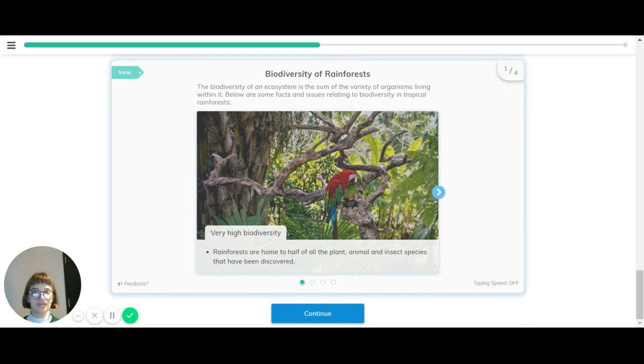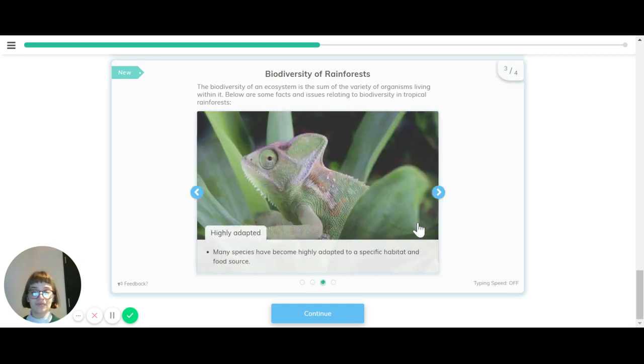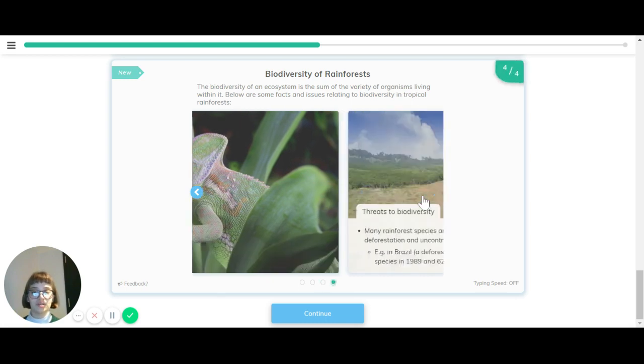Now let's have a look at biodiversity of rainforests. The biodiversity of an ecosystem is the sum of the variety of organisms living within it. So they have very high biodiversity. Rainforests are home to half of all the planet's animal and insect species that have been discovered. They are stable and productive environments. The consistent climate of rainforests means that rainforest ecosystems are stable because organisms don't have to cope with changing conditions. Rainforest ecosystems are productive because there's always lots of food. Highly adapted. Many species have become highly adapted to a specific habitat and food source.